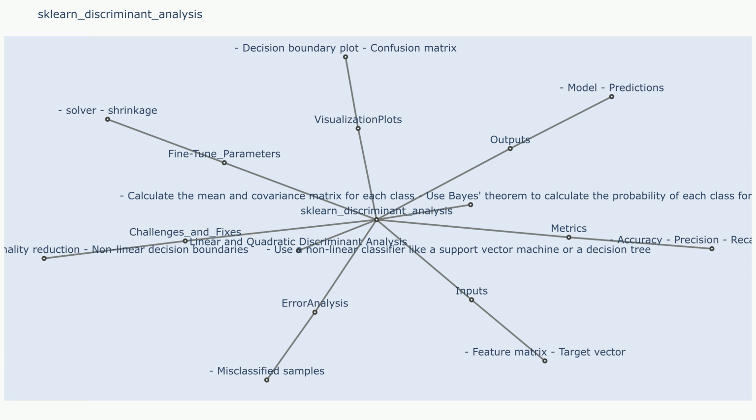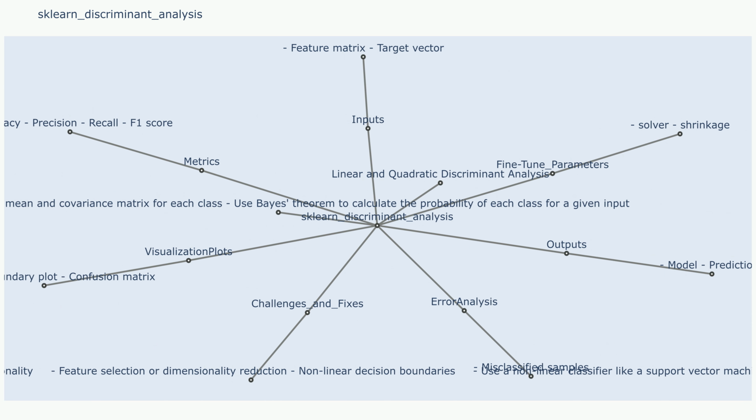Fixes to challenge 2. Use oversampling techniques like SMOTE to increase the number of samples from the minority class. Use undersampling techniques to reduce the number of samples from the majority class. Use cost-sensitive learning methods that assign higher costs to misclassifying samples from the minority class.